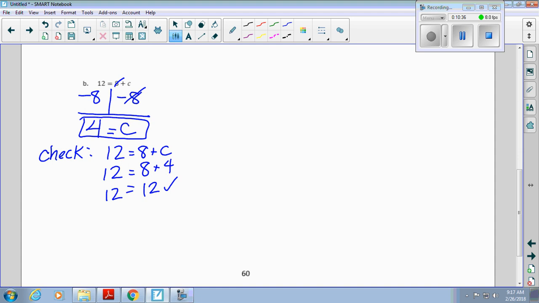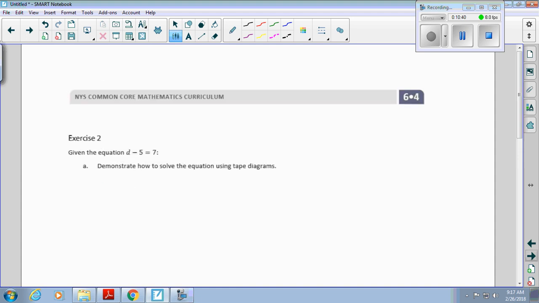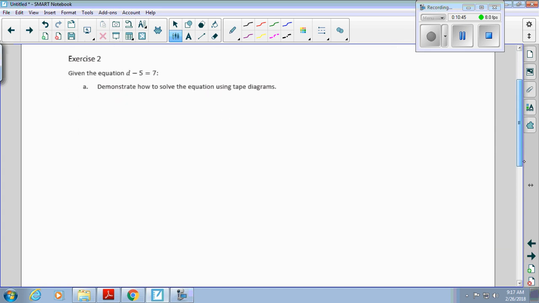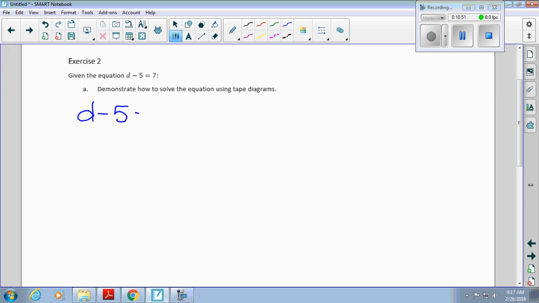All right. So let's move on to the next page and practice a little bit more. We are not going to do the tape diagrams. So just ignore that. It says, given the equation d minus 5 equals 7. So we have d minus 5 equals 7, right? First step, draw what?